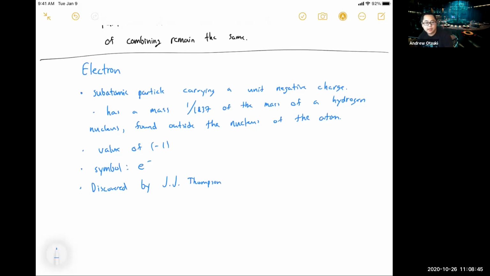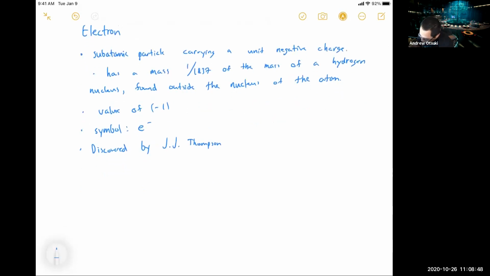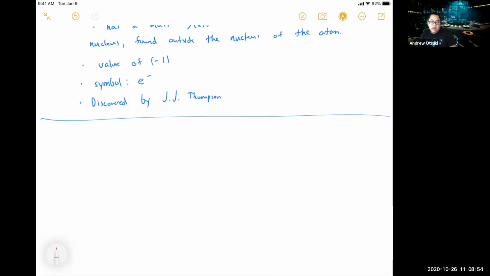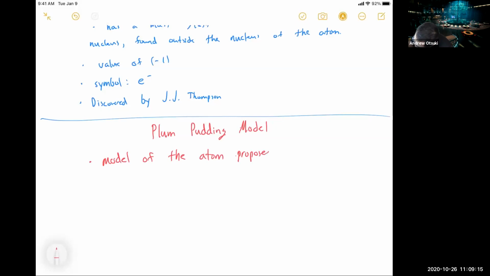Okay, let's talk about the history of the electron, and let's talk about the Plum Pudding Model. So we were talking about the electron, right? So how do we know that electrons are there? Here is the Plum Pudding Model. What it states is that this is a model of the atom proposed before the discovery of the nucleus.